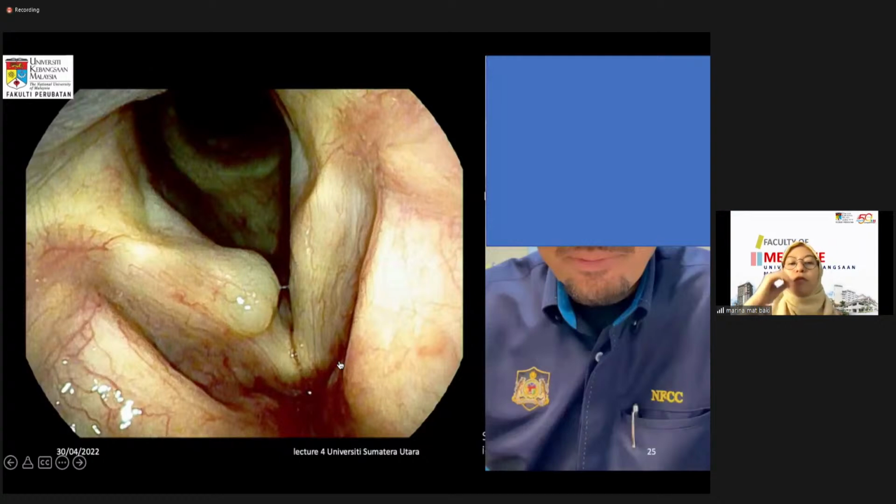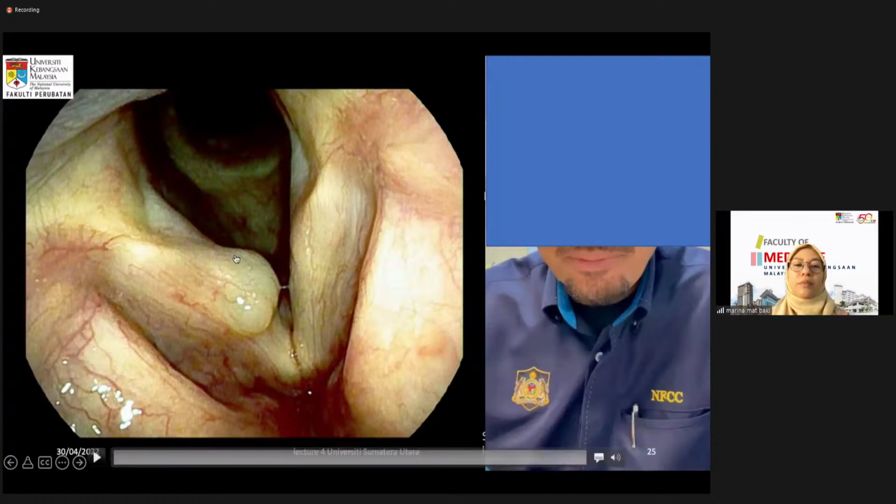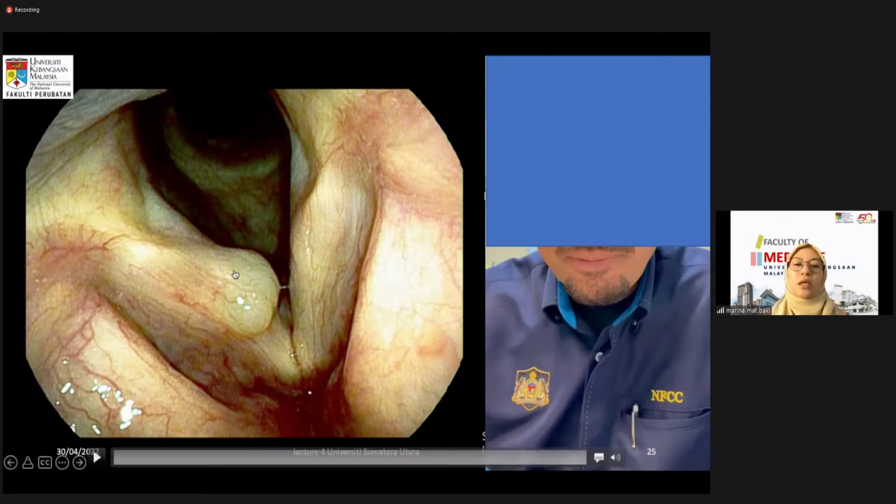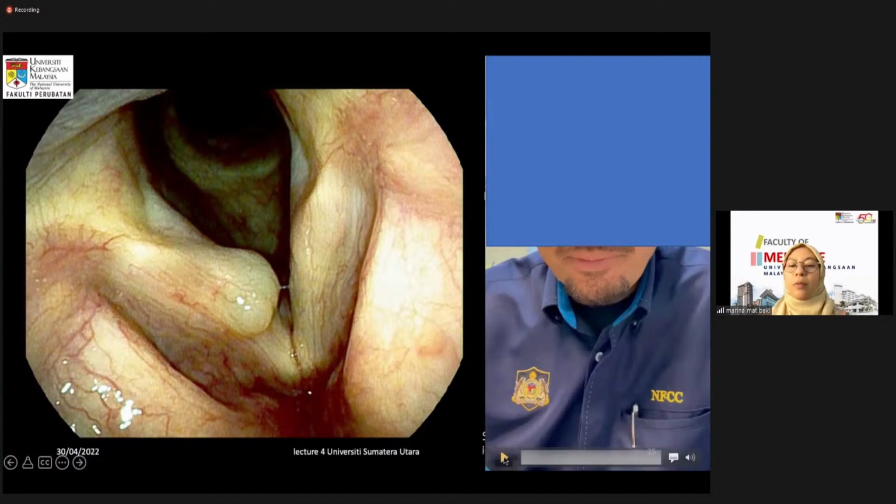What about if you get this kind of cyst? This is a mucus retention cyst. Normally it is glistening, clear in color, but it is rounded. And this patient has kept the cyst for about 10 years.